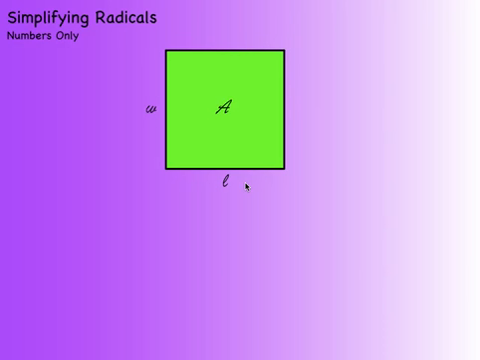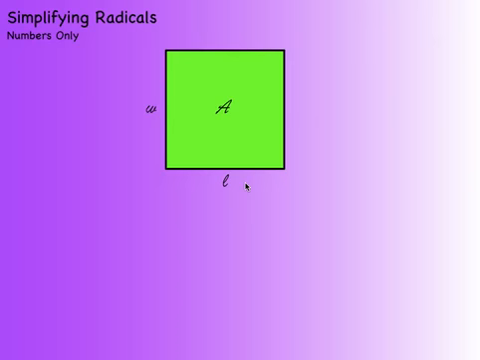You've dealt with square roots before, but usually you've dealt with perfect squares. That's numbers like 9, 16, 25, 100, numbers that have perfect squares. So, for instance, the square root of 36 would be 6. And today we're going to talk about what happens when you don't have a perfect square.